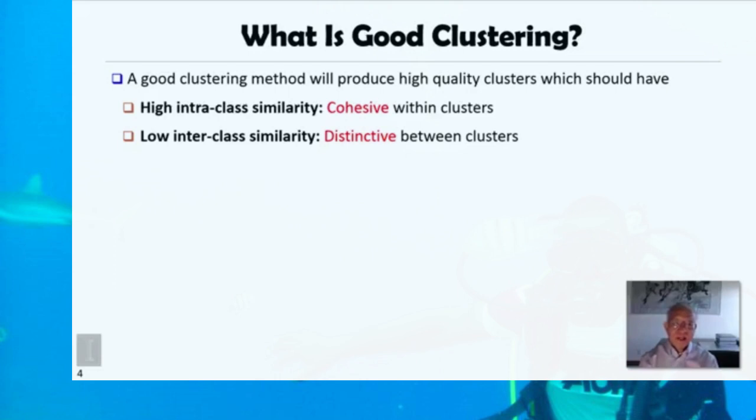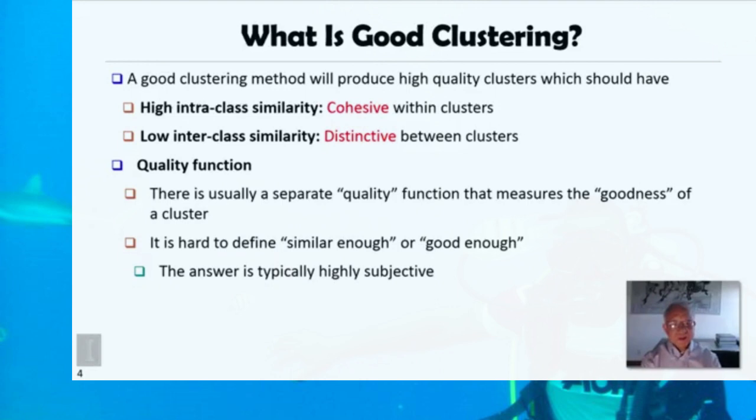What is high intra-class similarity? That means you want to see the objects within the same cluster are rather similar, they are cohesive. You also want to see inter-class similarity is low, in the sense that the objects in different clusters are rather dissimilar, or they are distinctive.